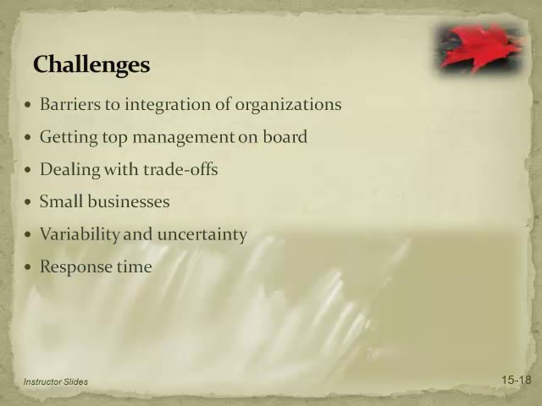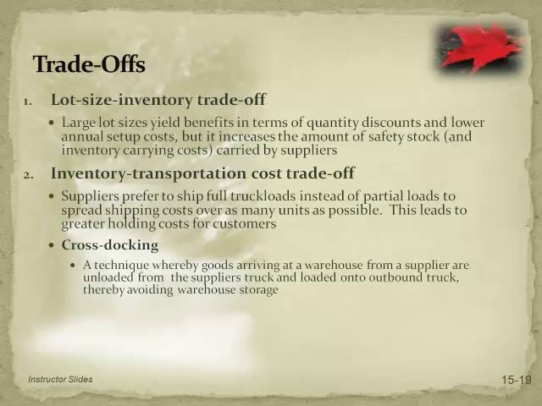So we have a lot of challenges in supply chain management, and they're shown here, and we'll talk a little bit about them in the upcoming slides. One is the many trade-offs that we have to make in the supply chain. We have to balance one thing against the other. For example, trading off lot sizes. Lot size is the quantity of the order that we're going to make. If we have large lot sizes, we have the benefit of usually lower costs.